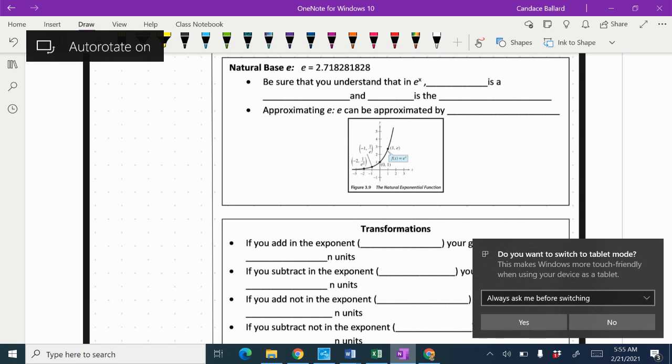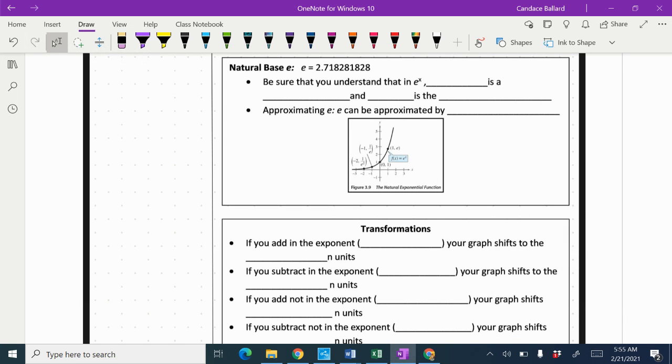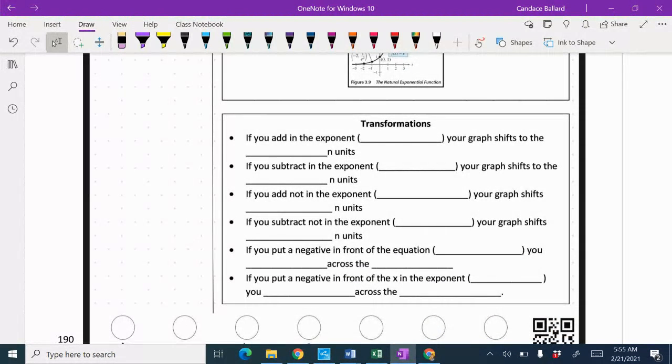In this video, we're going to continue topic 8.1. We're going to look at these tables that have the natural base of e and transformations. I think transformations should have been a little higher up in the notes, but we're going to summarize what we did earlier in the notes and refresh our memories on it.